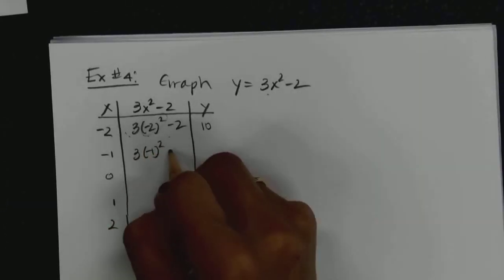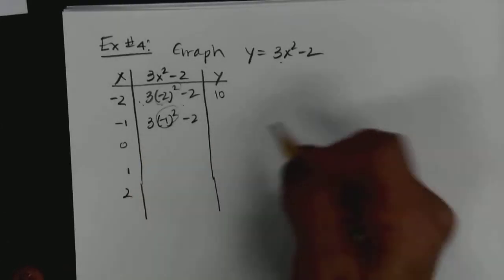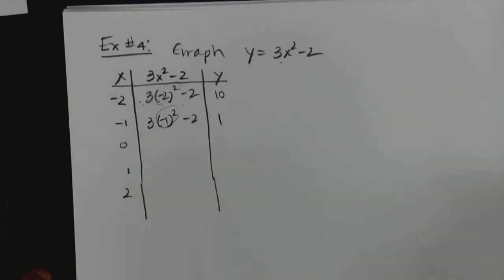Alright, then 3 times -1 squared minus 2. What's -1 squared? 1. 1 times 3 is 3. Minus 2 is 1.